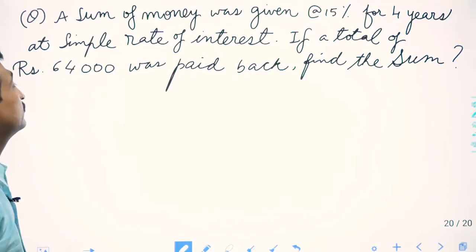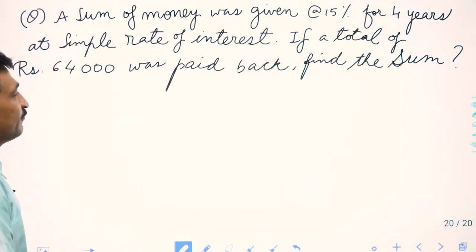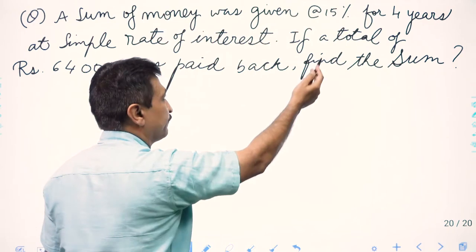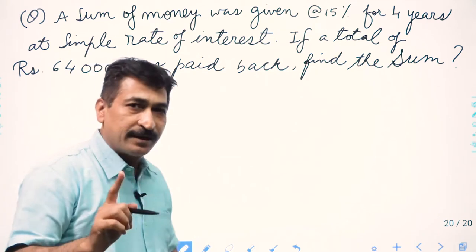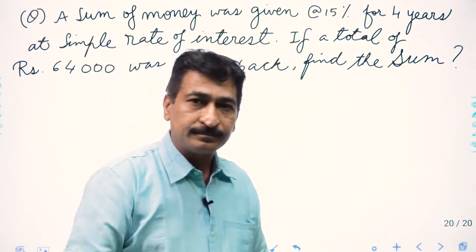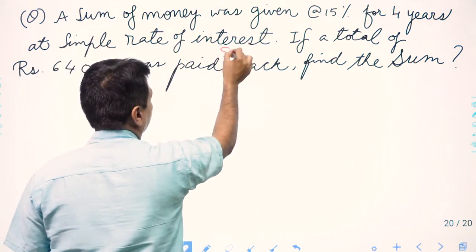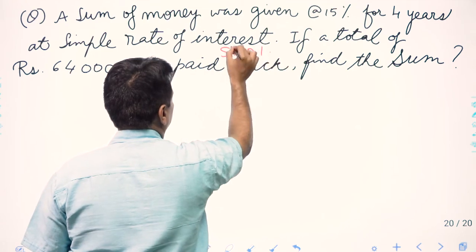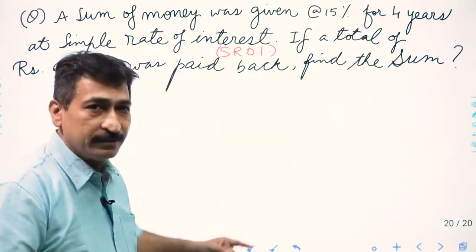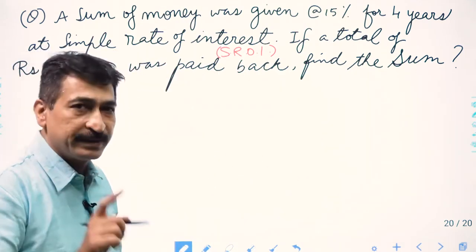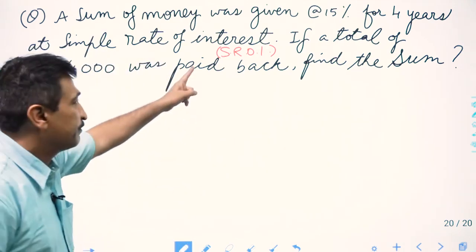So let us do another question. A sum of money was given at 15% for 4 years at simple rate of interest. In this chapter, from this point on, I will not write the words simple rate of interest. I will write the short form SROI. Please make note of this abbreviation. I will be using it in my further questions.